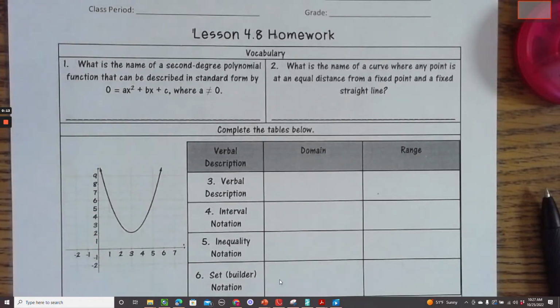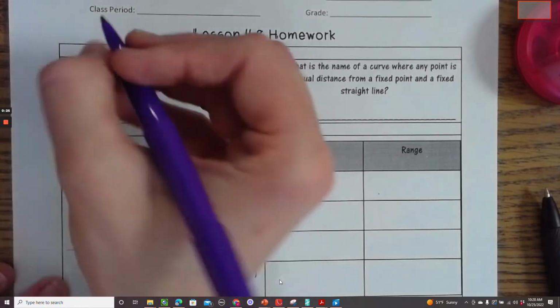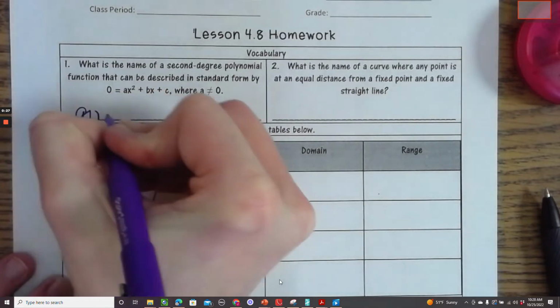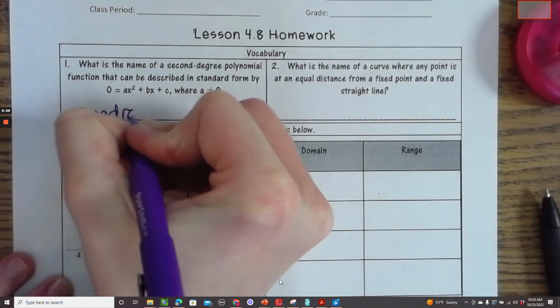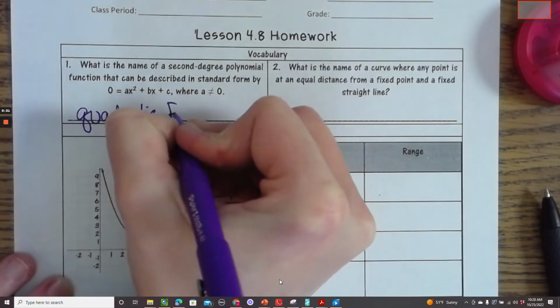So number one, what is the name of a second degree polynomial function that can be described in standard form by 0 equals ax squared plus bx plus c, where a cannot equal 0? Quadratic. This whole unit is quadratic functions.